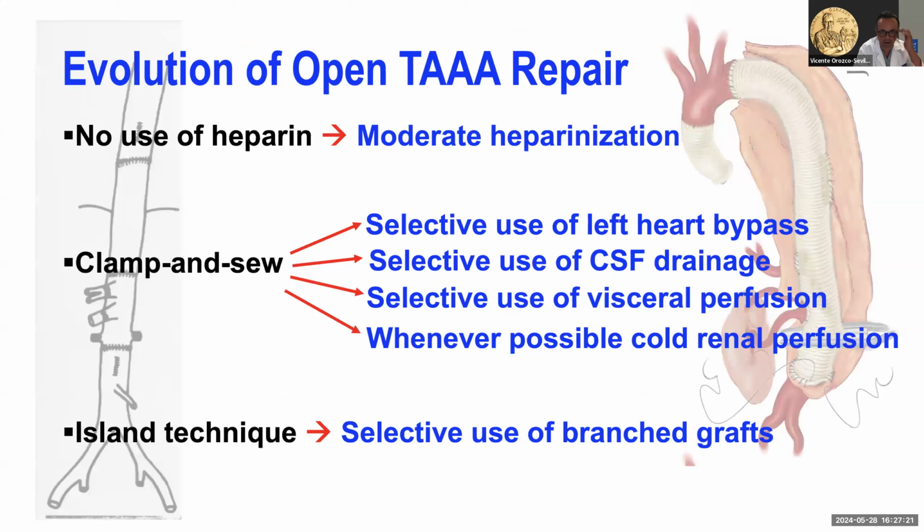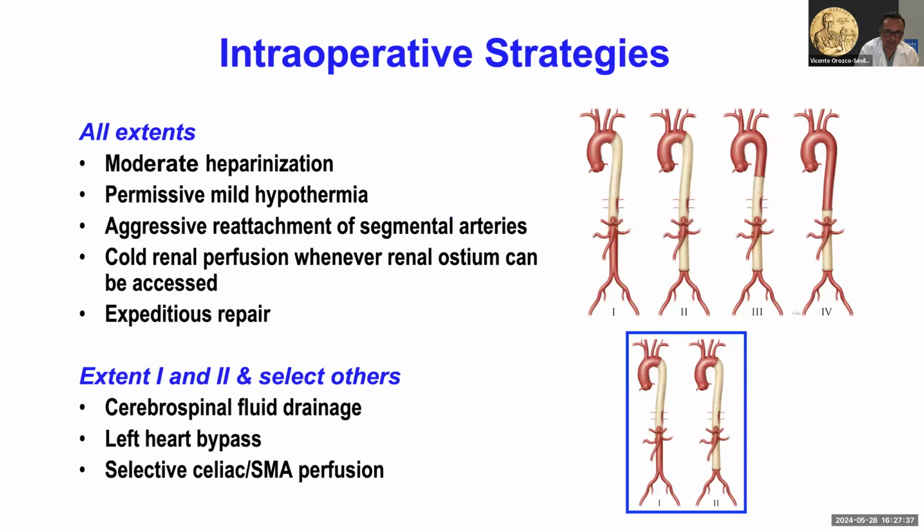So the evolution of the open thoracoabdominal repair went from no use of heparin to moderate heparinization, from the clamp and sew technique to the use of left heart bypass, CSF drain, use of visceral perfusion, and cold renal perfusion, to the selective use of branch grafts. So these are our intraoperative strategies that we use.